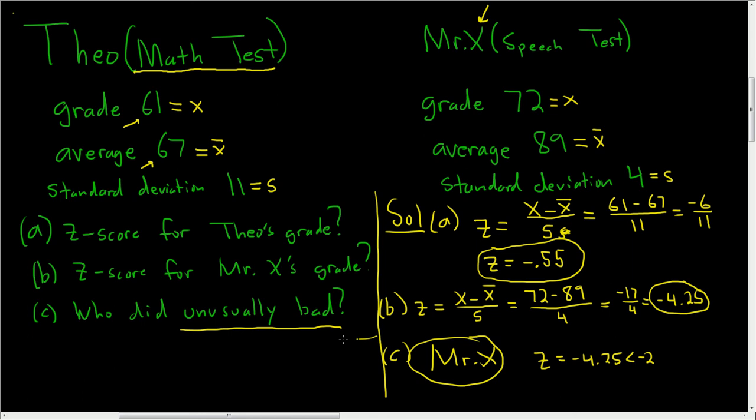So in general, if you have a z-score smaller than negative 2 or a z-score bigger than 2, then the corresponding x value is unusual. So z-scores between negative 2 and 2 are okay, but if it's smaller than negative 2, or bigger than 2, it's unusual.